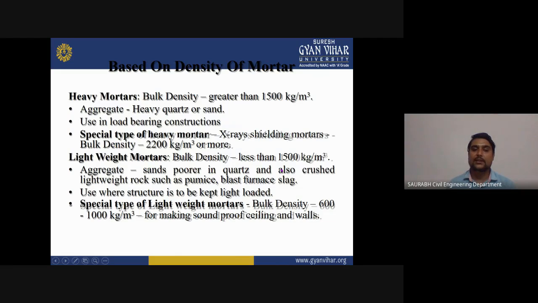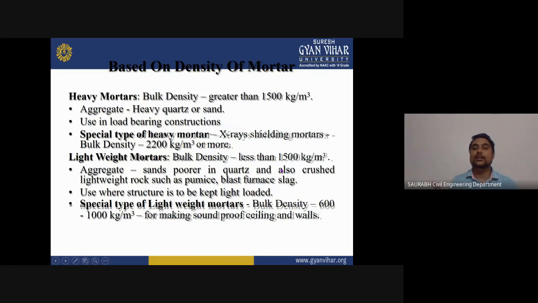Now we will see lightweight mortar, which has a bulk density of less than 1500 kg per meter cube, and there is also aggregate sand poorer in quartz, and also crushed lime. Lightweight rocks are used for the preparation of this kind of mortar. There is also a special type of lightweight mortar which has a bulk density of 600 to 1000 kg per meter cube for making soundproof ceiling and wall.